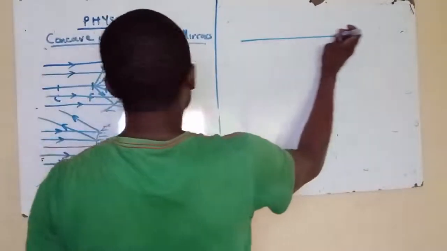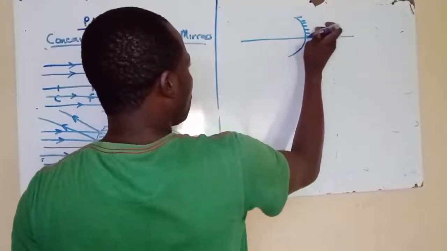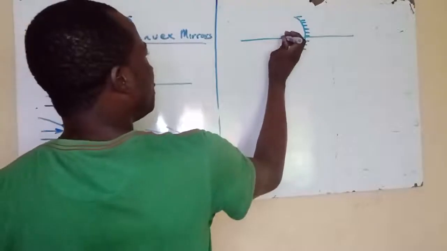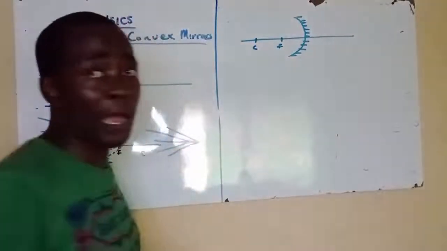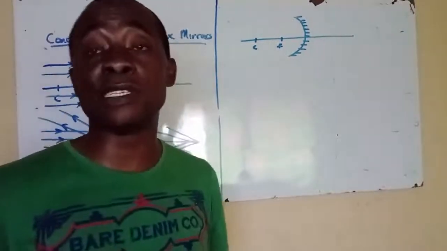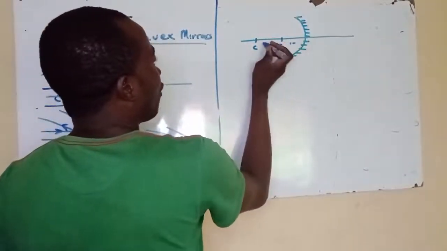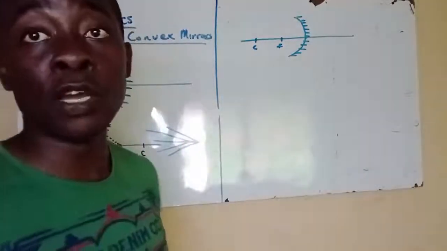Now, this is a concave mirror, silvered outside. If you see the focus here, the center of curvature is 2 times the distance of the focus. So if the focus is 10 centimeters, the center of curvature will be 20 centimeters. So the double focus is the curvature.